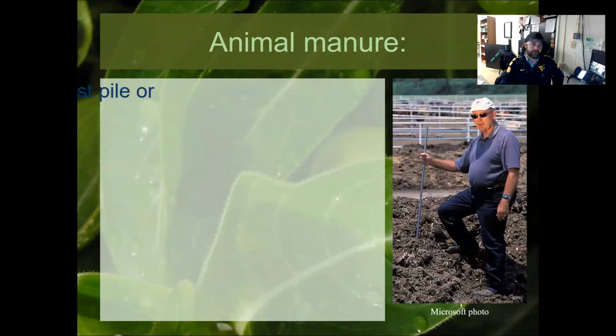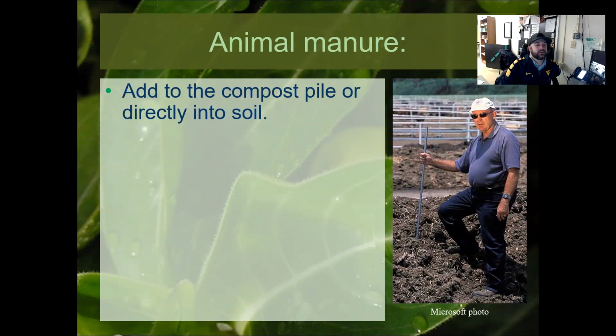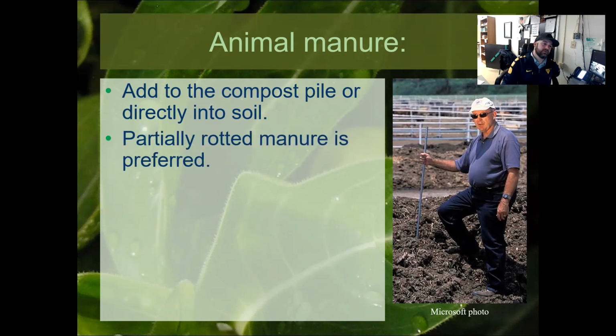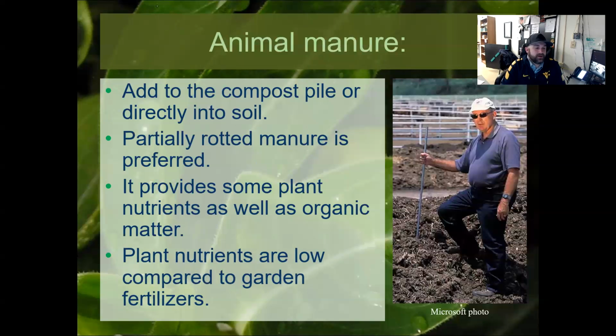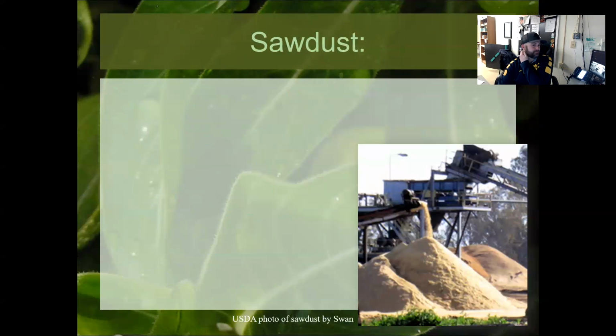So animal manure, add to the compost pile or directly into soil. Partially rotted manure is preferable. You want it to be fresh, but just a little bit beyond fresh, because once it starts breaking down, it allows you to add more nutrients into that soil a lot more quickly. Plant nutrients are low compared to garden fertilizers, and it provides some plant nutrients as well as organic matter.